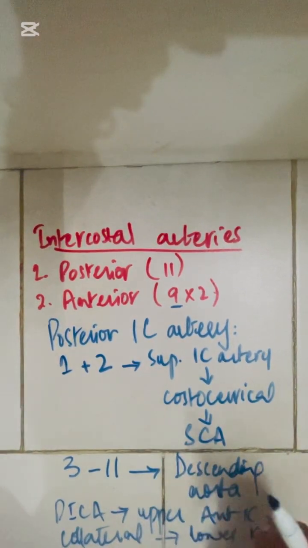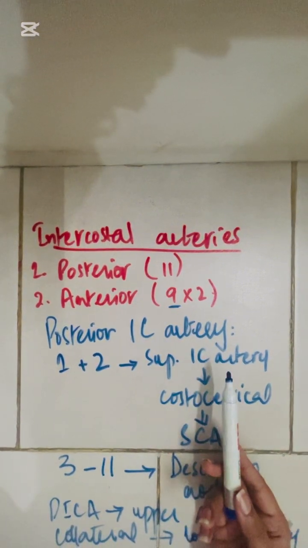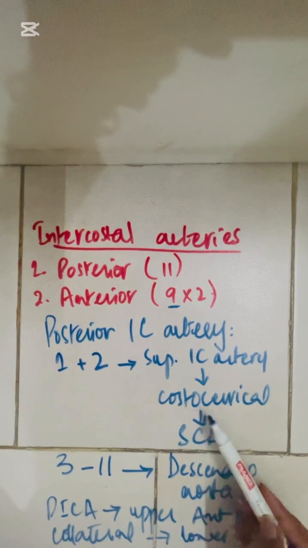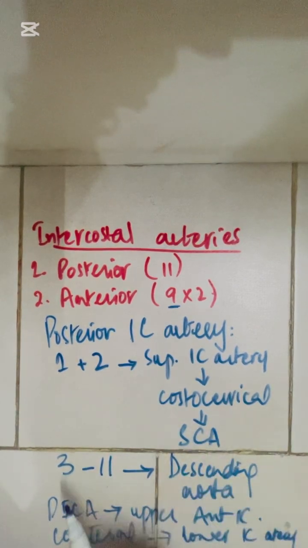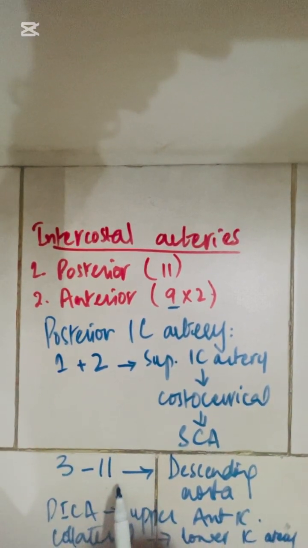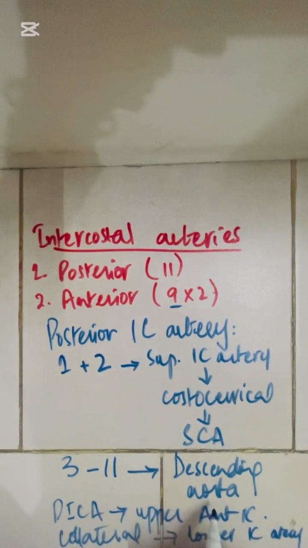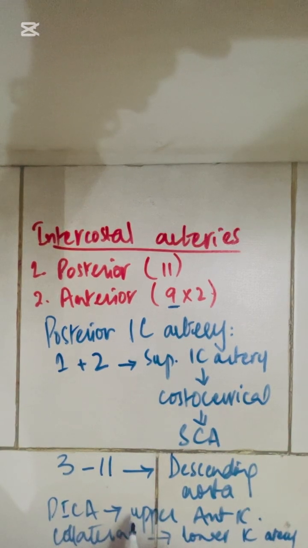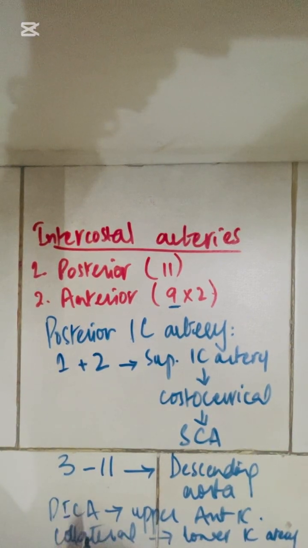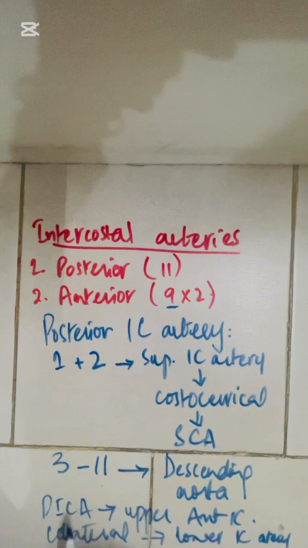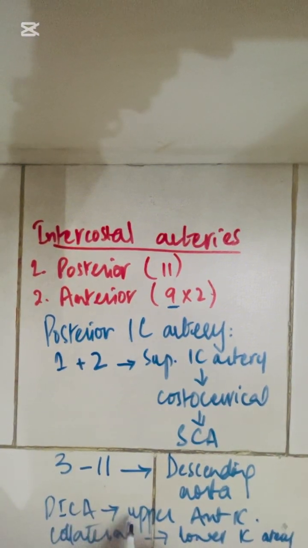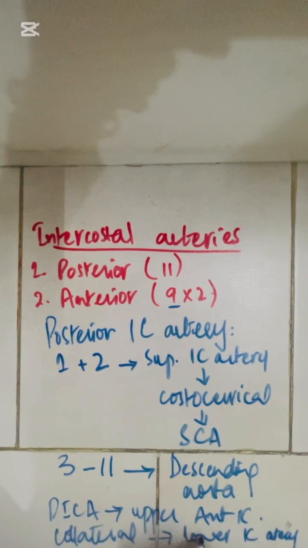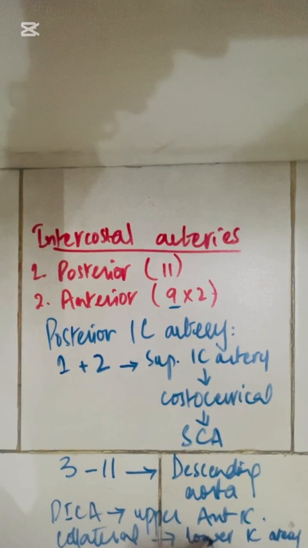So I'll repeat this. The first and second posterior intercostal arteries come from the superior intercostal artery, which is coming from the costo-cervical trunk of the subclavian artery, and the third to 11th posterior intercostal arteries are coming from the descending aorta directly, and they run in the posterior intercostal space in a way that they give off a collateral branch, and the direct posterior intercostal artery anastomoses with the upper anterior intercostal artery, and the collateral branch anastomoses with the lower anterior intercostal artery.